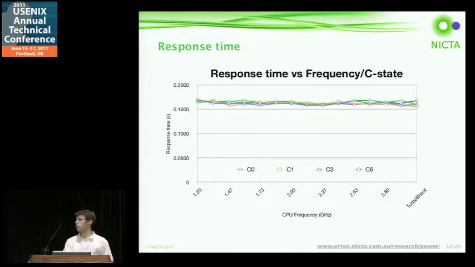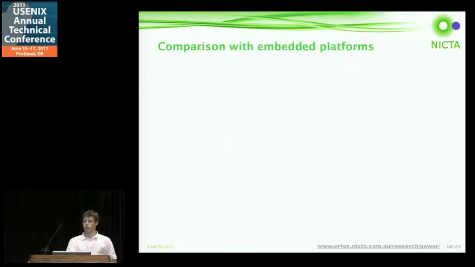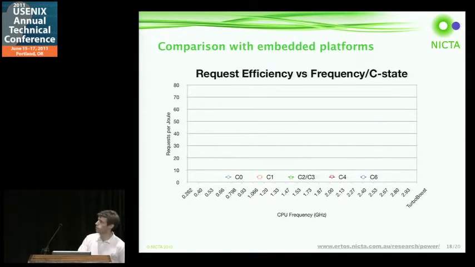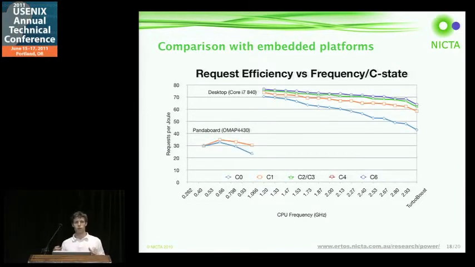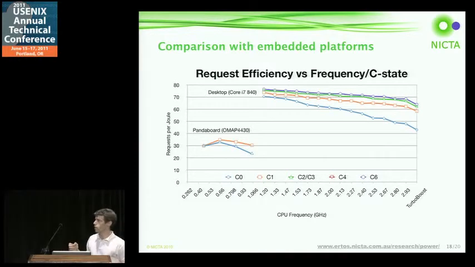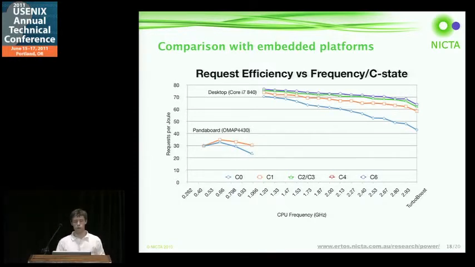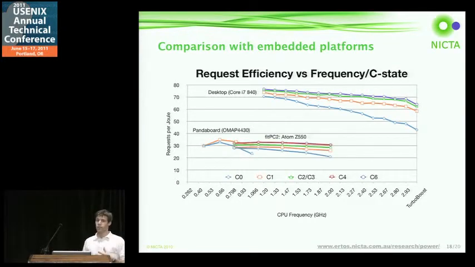And in the paper, I also did a comparison with some embedded platforms. So I'm just going to stick those on the graph of request efficiency. There's the Core i7 quad-core. If we put a Panda board, which is an ARM processor, OMAP 4430, we're getting much less request efficiency. What about Atom? Atom in the data center is a big topic these days. It's about the same as the Panda board. This is quite a surprising finding for me.